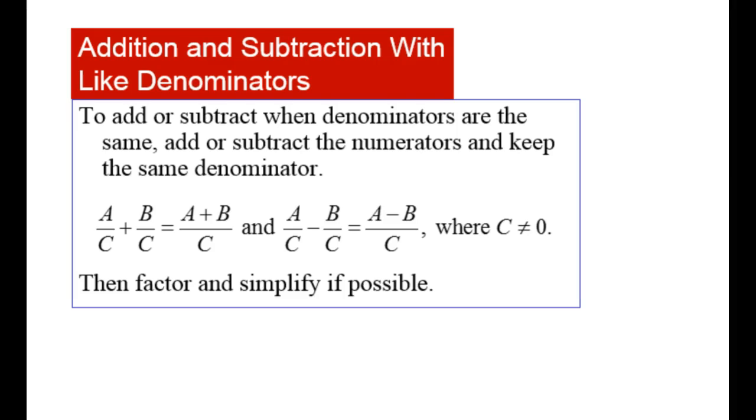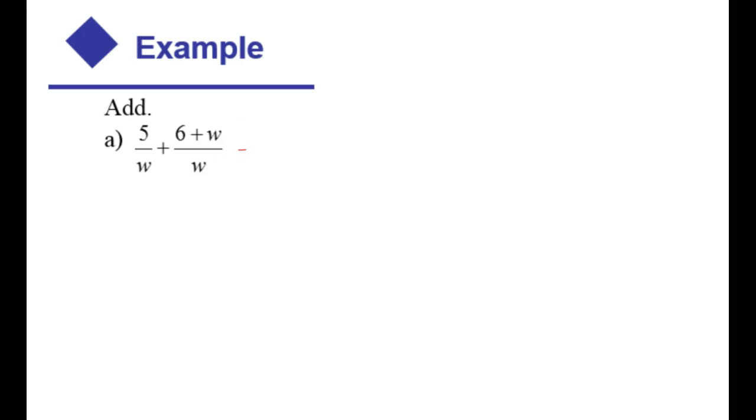And again, here's how the author chose to work it out. So now we're going to look at how to add. Remember, if you've got a common denominator, you just rewrite that denominator and add the numerators. Same thing for subtraction. Just keep the common denominator. So here the common denominator is w, and all I need to do is add 5 plus 6 plus w, and end up with 11 plus w over w.